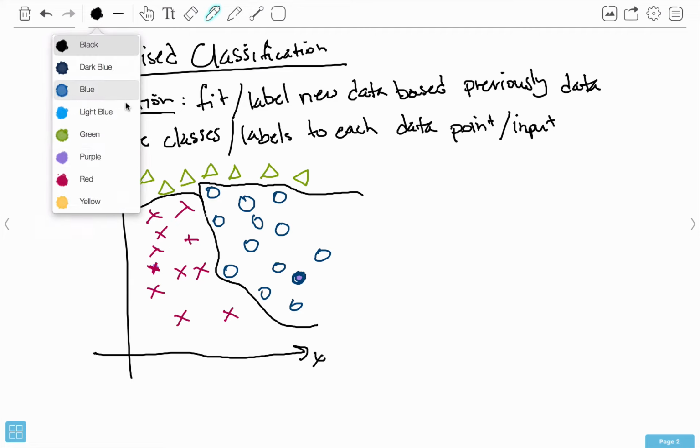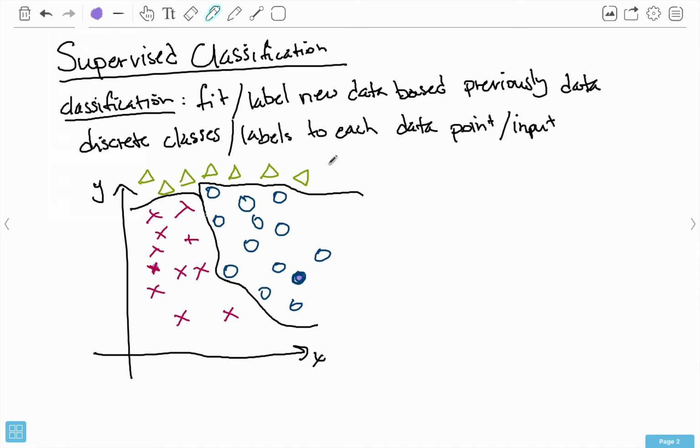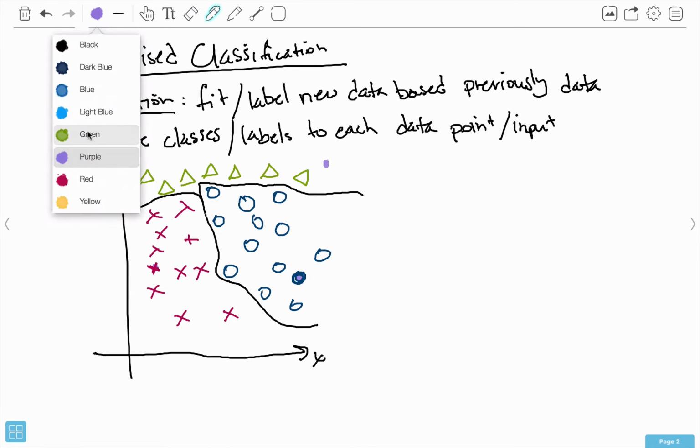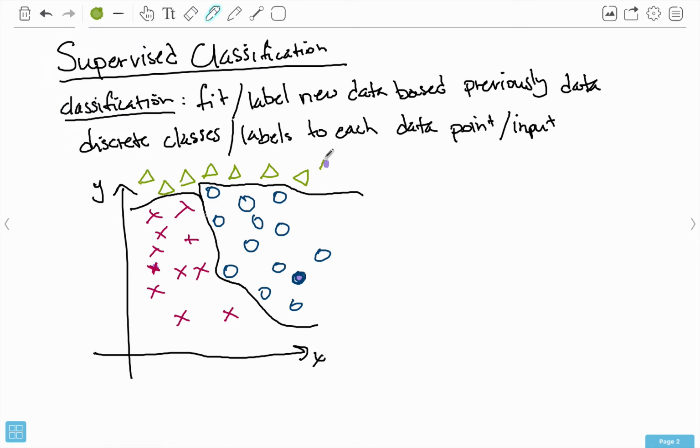Again, I can do the same thing with a point up here. You'd say that in this part of the plane, you're more likely to encounter a green triangle than any of the others.